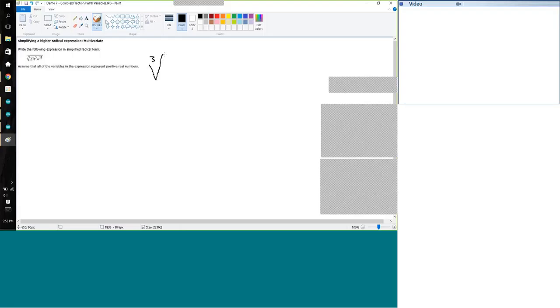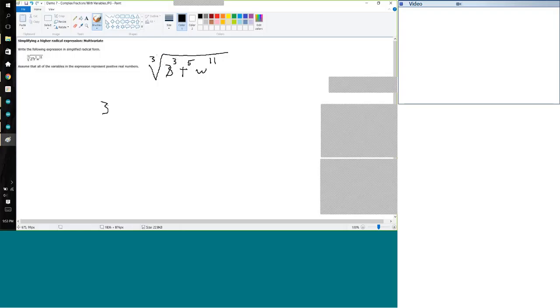I'm going to keep my cube root for now. 27 can be rewritten as 3 cubed. And we have that t to the 5th and w to the 11th. So now what we do is we're going to do 3 divided by 3. That happens to divide cleanly, so we can pull out one of these 3's. Going to come out front. And since it's divided cleanly, there's no remainder left, so there's nothing left inside here.